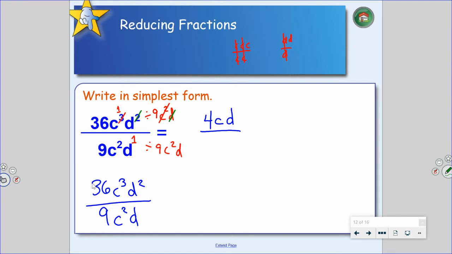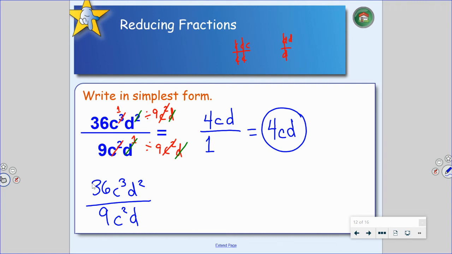Now the bottom gets very interesting. Let's take a look at our denominator, please. 9 divided by 9 is, of course, 1. c squared divided by c squared, all those c's cancel, and d divided by d cancels out. So while you could write 4cd over 1, I would argue simplest form is not necessary to write that 1 in the denominator.